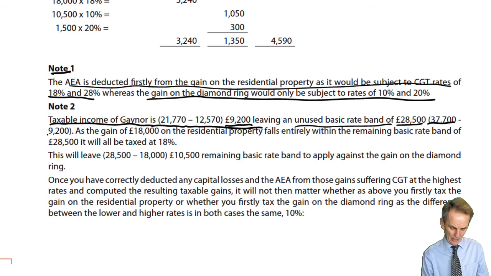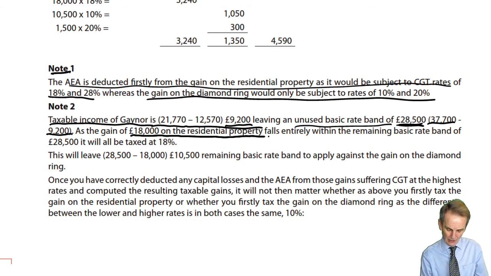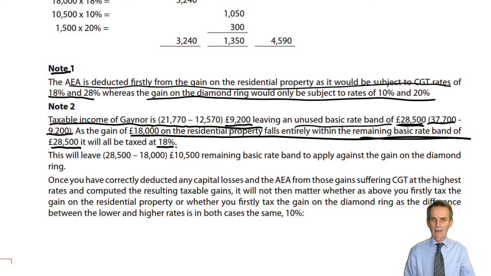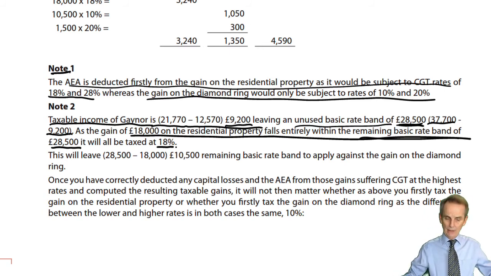37,700 minus what we have used up in relation to the income tax computation and the taxable income thereof, 9,200. And that should be, again, do check, £28,500 as the outcome. As we've got a gain of 18,000 on the residential property, that could fall entirely within the remaining basic rate band of 28,500 and would be taxed at 18%. It's the higher of the rates, but within that basic rate band, it's going to be 18 instead of 28%.